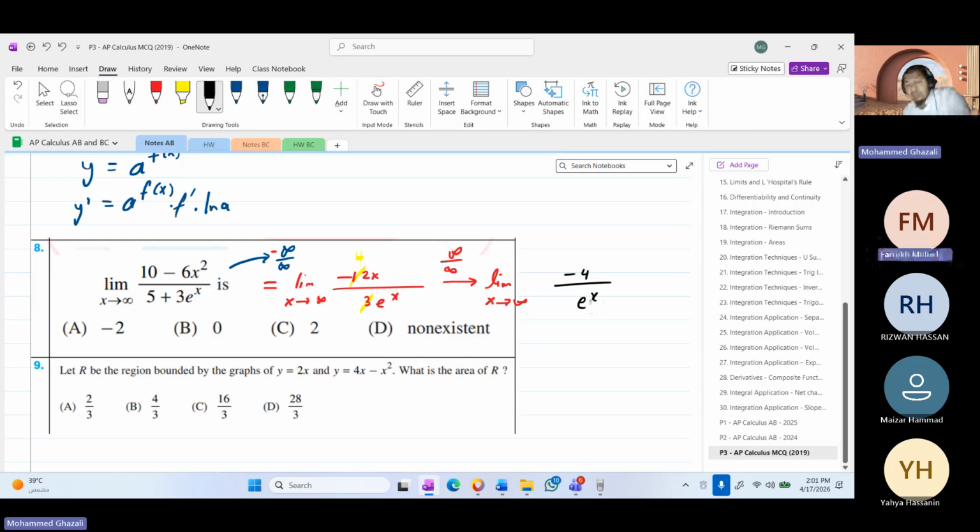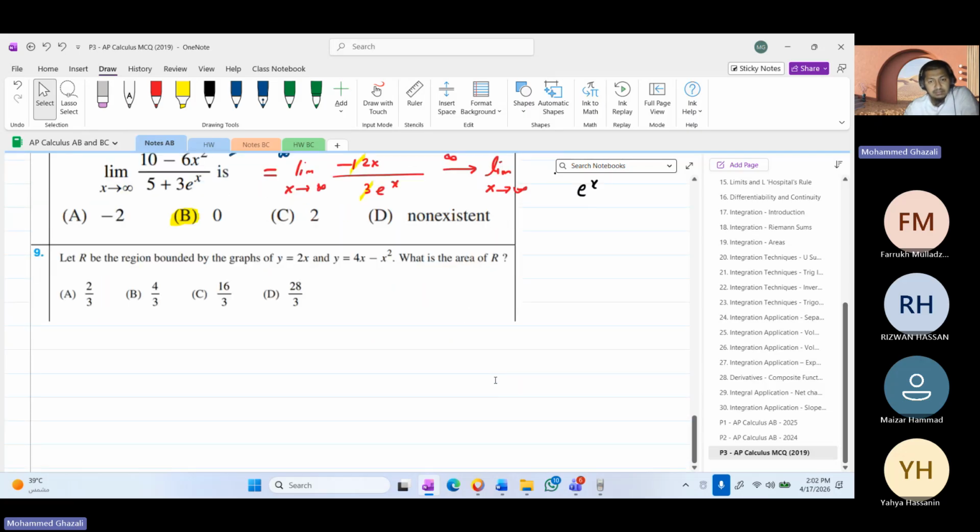What's e to the power infinity? Very large. What's negative 4 over something like 100 million? 0. Good, excellent. It's just direct substitution. What's e to the power infinity? It's a very large number. If I take 4 divided by a trillion, the answer will be 0. It will approach 0 eventually.